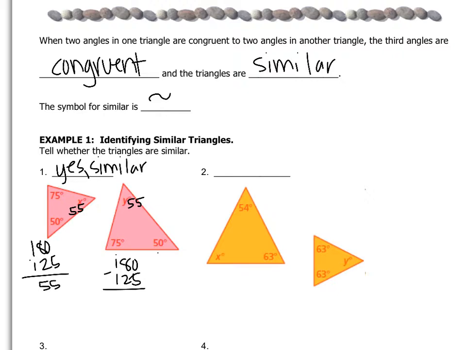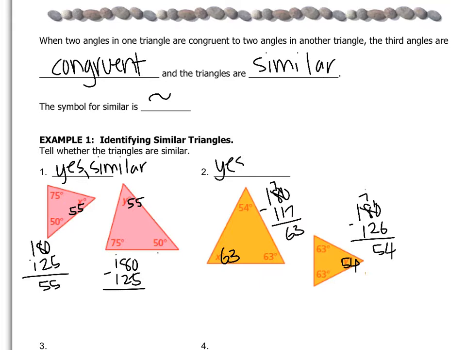So 63 and 54 is, I'm trying to do mental math, that is 117. So then when I subtract, I get 63. Oh, so they are, right? Because 63 and 63 is 126. And when you subtract that, you get 54. So see, just because it didn't look identical from the beginning, doesn't mean that they're not. So these are also similar.